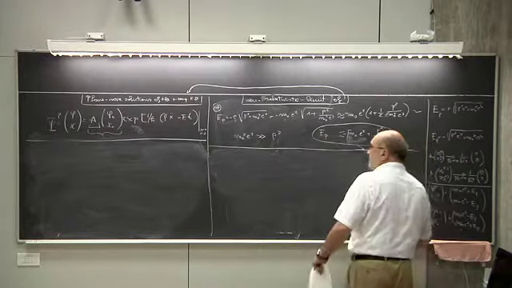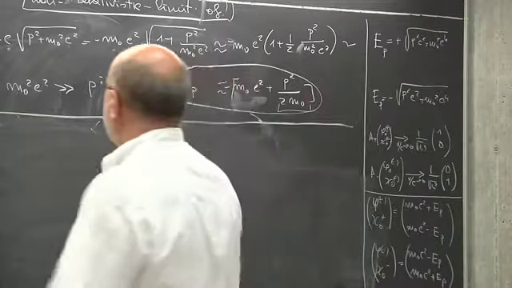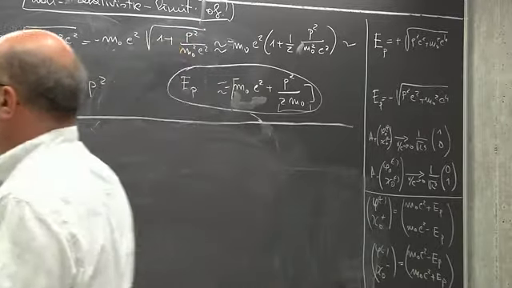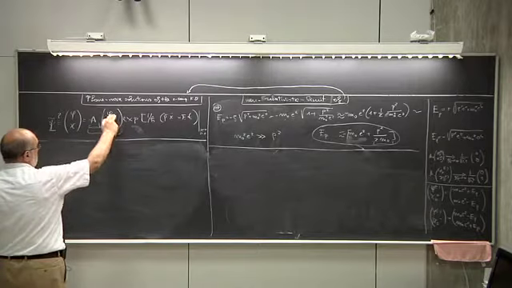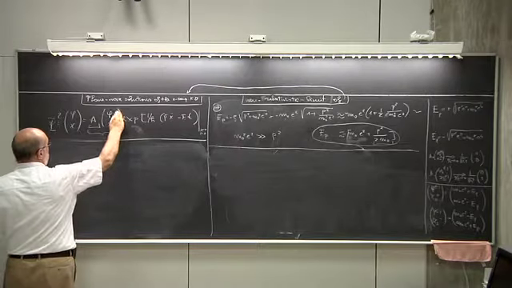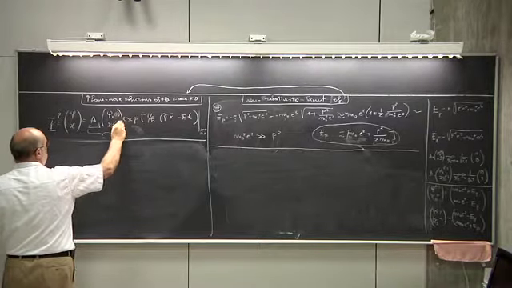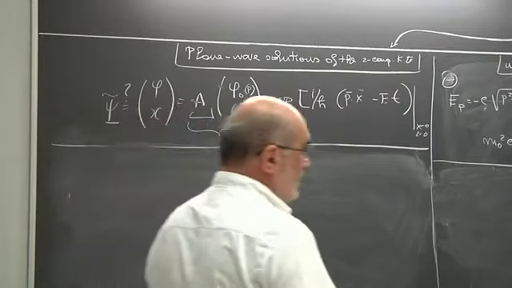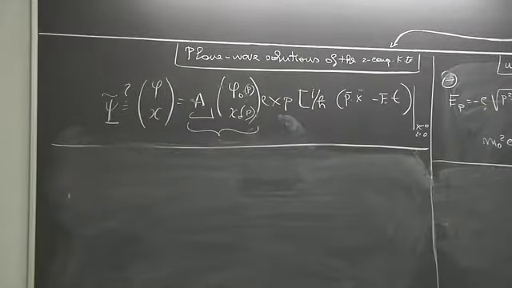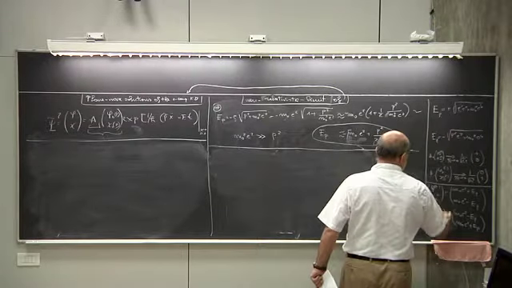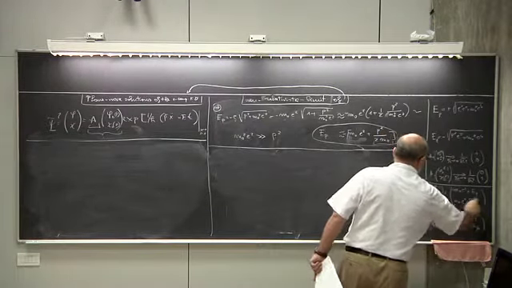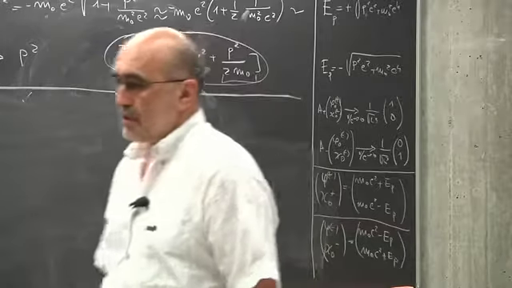Now, the question that we will now address is the following. You see, this quantity is often called phi of P, because it depends on P. Why does it depend on P? It depends on P through EP. EP is this. So this is the positive energy solution, and this is the negative energy solution.